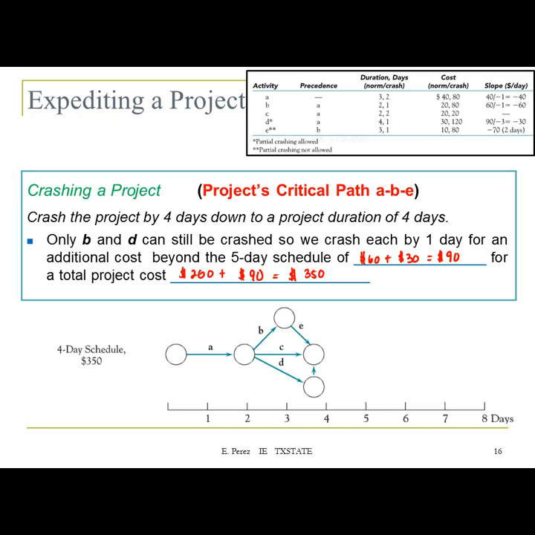So if you decide to crash or cut the project duration by 4 days, your original cost was 120. You almost went 3 times the total cost to be able to reduce the project duration by half. Okay, so as you can see, the cost increased by 3 times, even though you cut the project duration by just a half.